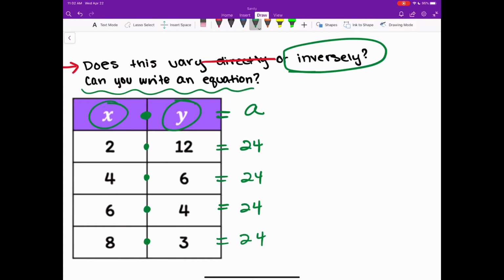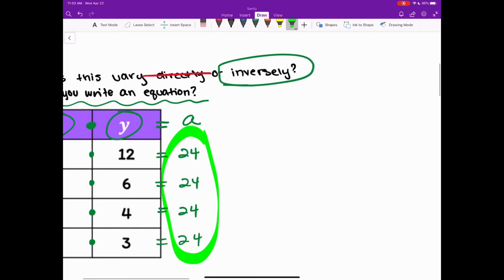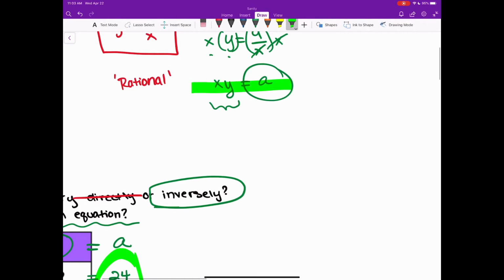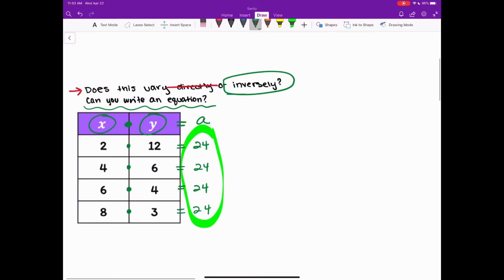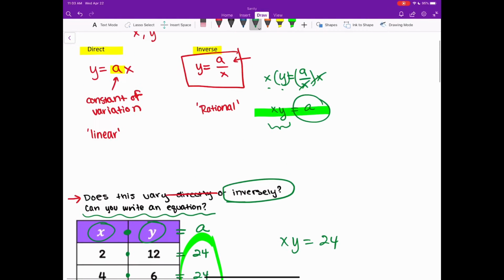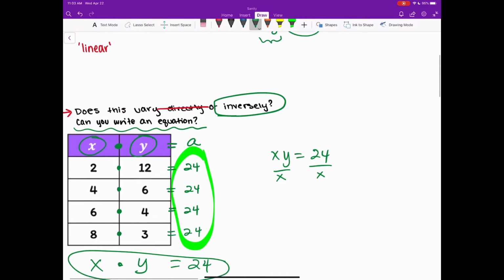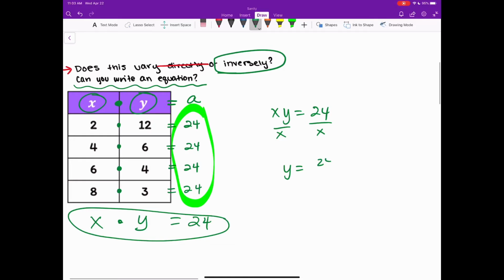So can we write an equation for this? Well, I already know what my a value is because it has to be this 24 that we found. That just follows from this equation right here. I could say my x value times my y value has to be equal to 24. That's my equation right here: x times y equals 24. And if I want to put it in the original form, I could just divide by x on both sides and say y equals 24 over x. And that would be my equation.